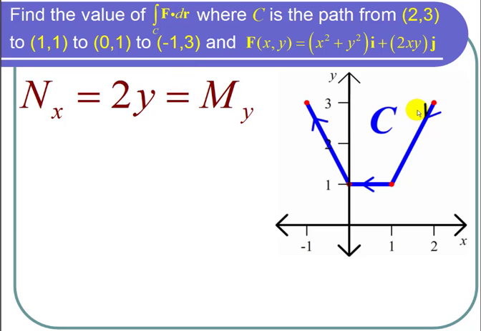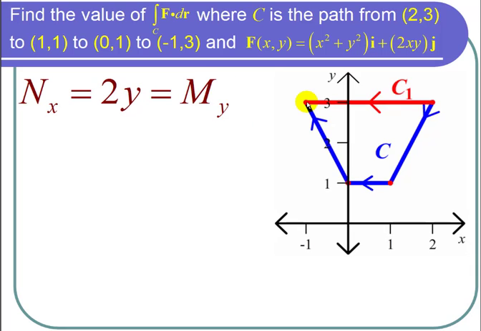And I can say that the line integral over C of f dot dr is the same as the line integral for any curve that starts at the point (2, 3) and ends at the point (-1, 3). So I'm going to choose the simplest curve, which is just a line segment that starts at (2, 3) and ends at (-1, 3). And I parameterize that line segment.